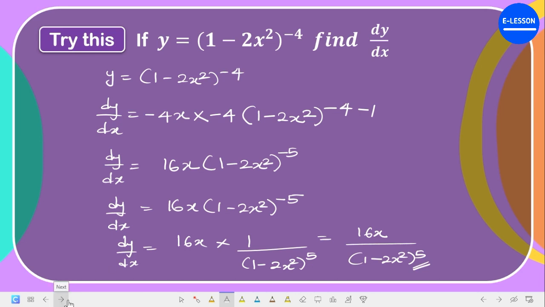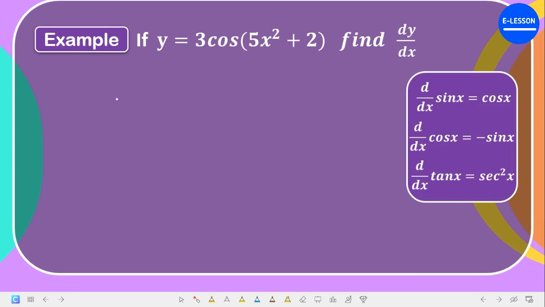Let's proceed with our quest. Now, how about you are given something like this? How do you solve it? Let's use the shortcut. Y is equal to 3 cos of 5x squared plus 2. And the first thing you need to know is the derivative of the trigonometric functions. If you differentiate sine x, it will give you cos x. Differentiate cos x, it will give you minus sine x. And differentiate tan x, it will give you sec squared x.